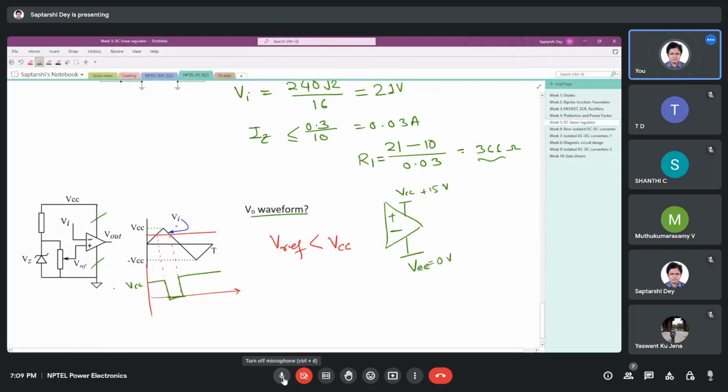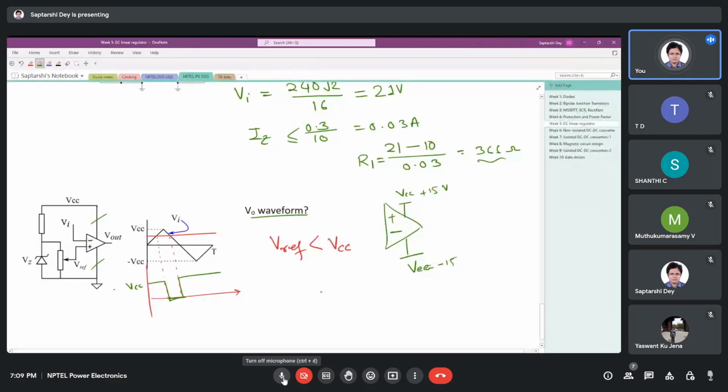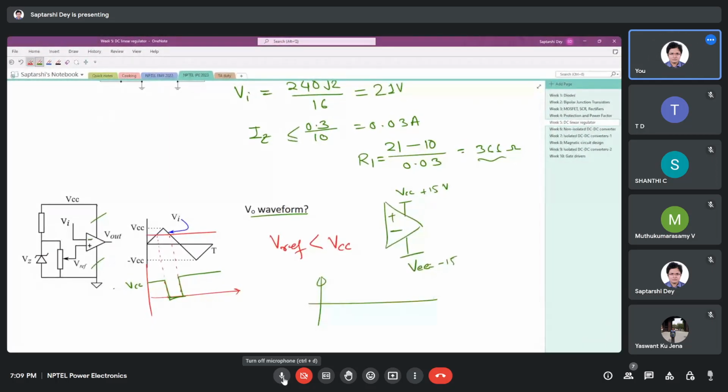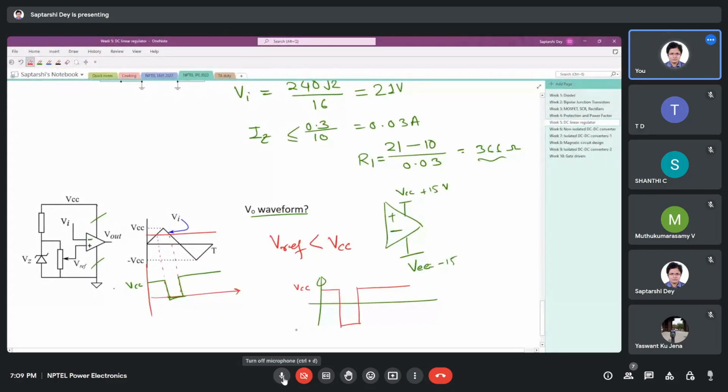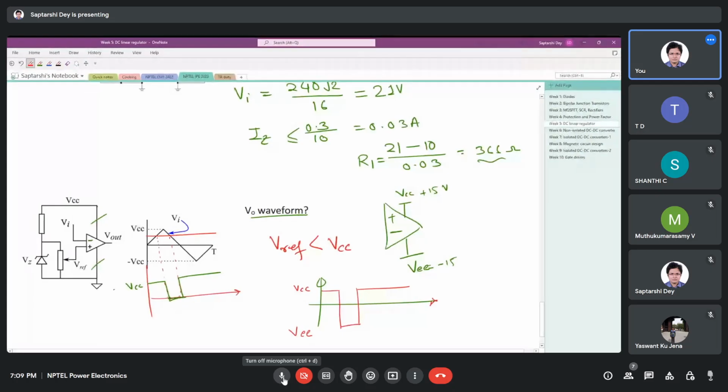Had it been, say, if we had a supply of VEE of minus 15 volt, then it would look like this. It would vary from VCC to minus VCC. Sorry, not minus VCC, VEE. But since we do not have a negative supply to the op amp, it will clamp to 0.